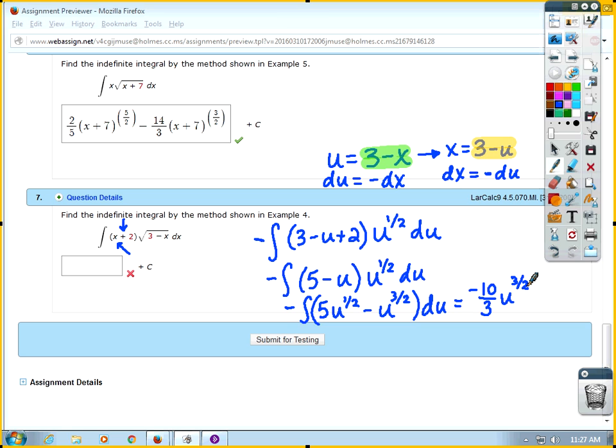That should be correct. And then we have a negative times a negative, which is a positive. We're adding 1 to 3/2, which would be 5/2, so that's going to come out positive 2/5 u to the 5 over 2. And of course the plus c. So negative 10 over 3, substitute the u back in. So 3 minus x to the 3 over 2 plus 2/5 times 3 minus x to the 5 over 2 plus c.